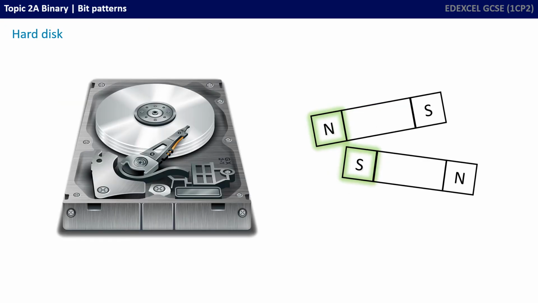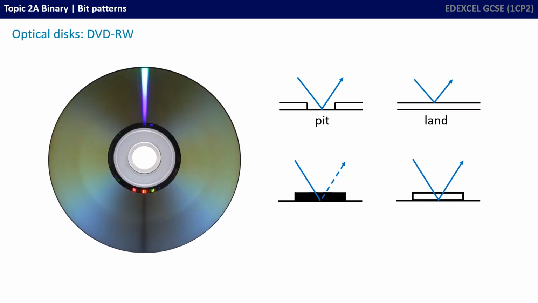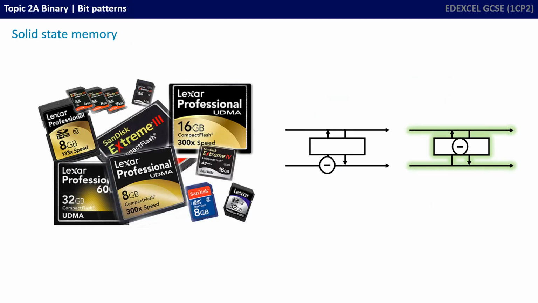Data on hard disks can be stored using magnetism with north and south polarity representing 1 or 0. Data on optical disks can be stored such that light from a laser can either be reflected from the surface or not, 0 or 1. And data on memory sticks can be stored by trapped electrons or free electrons, 0 or 1.